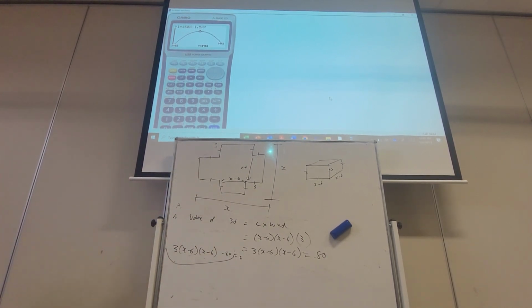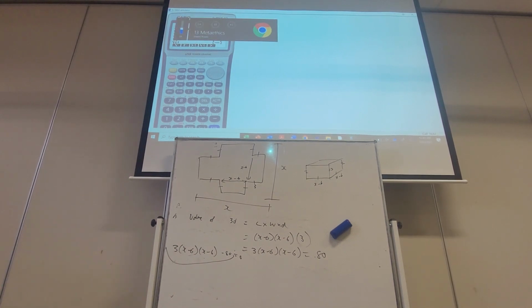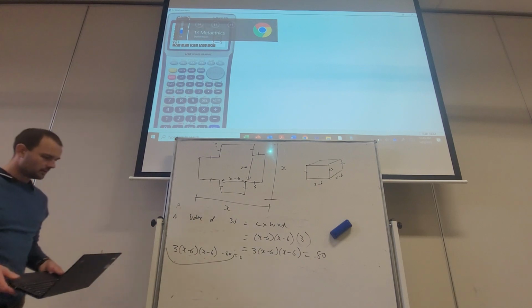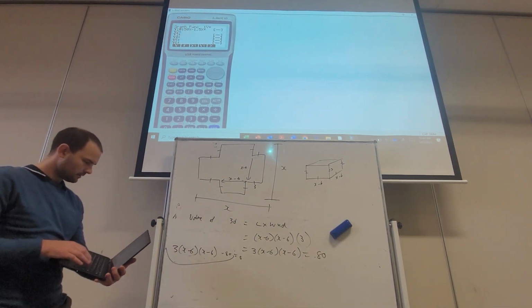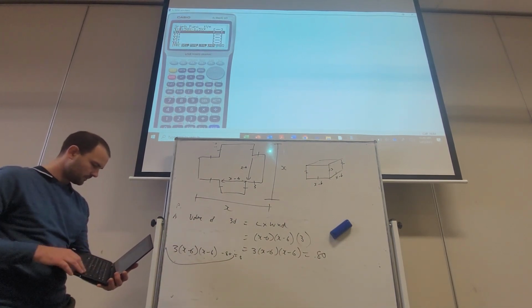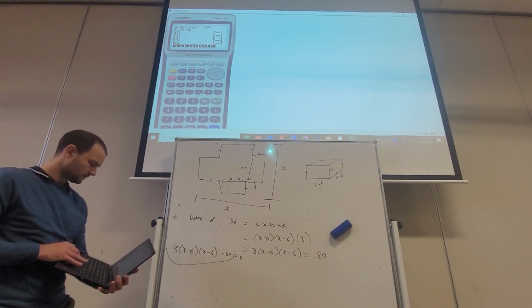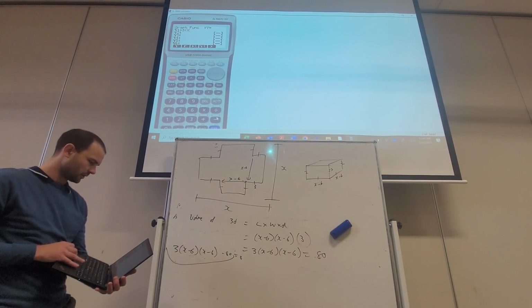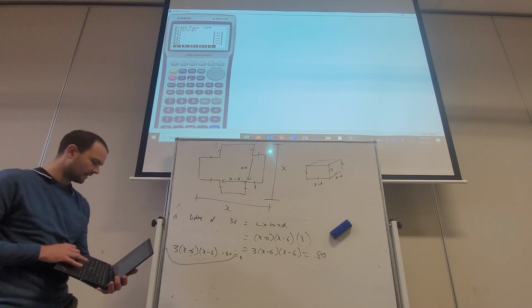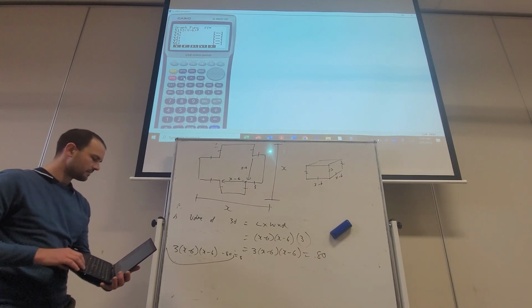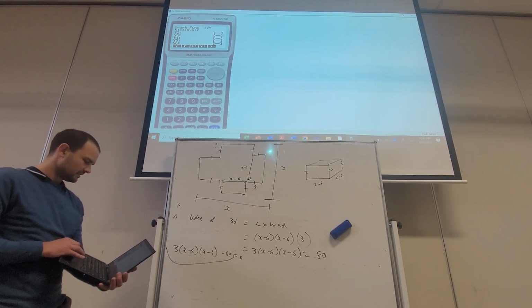So let's do that. I'm going to exit out and show you how we type all that in. I'll get rid of my top function too. 3 bracket x take 6 bracket. You can just write it out twice, or you can write it as squared. It doesn't make a difference. 3 times x take 6 squared, take 80.